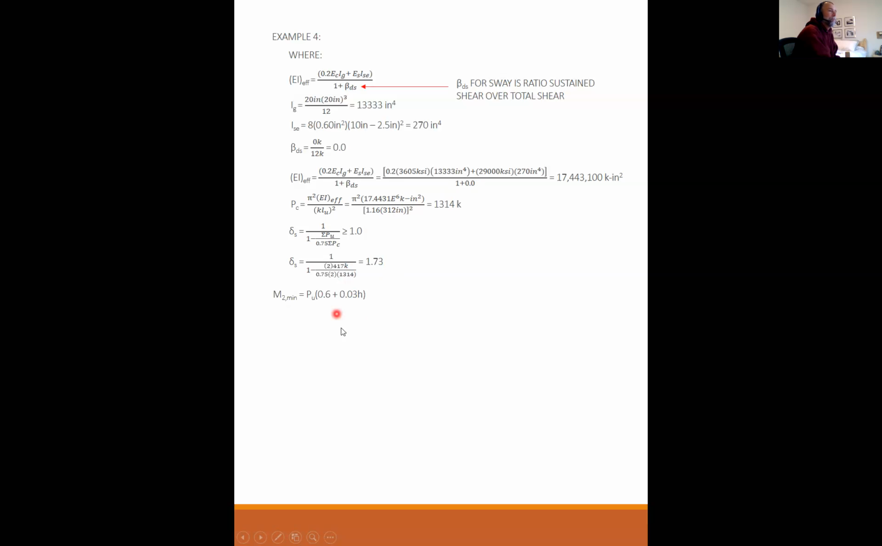M2 minimum is my PU times a minimum, and 817 is the total axial load. So I get 81.7 kip feet as my minimum. Let me double check that. 0.03 times 20 plus 0.6 times 81.7. Nope, 81.7 kip feet. Okay, which is less than M2.